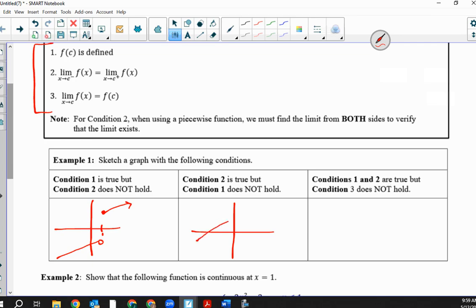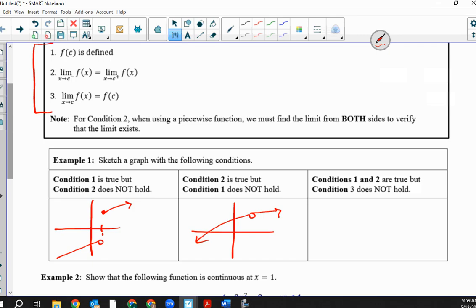Perfect. Limit exists, function value does not exist. Doesn't have to be this graph, but that's the easiest one. The function value doesn't exist. All right, what about for the third one?